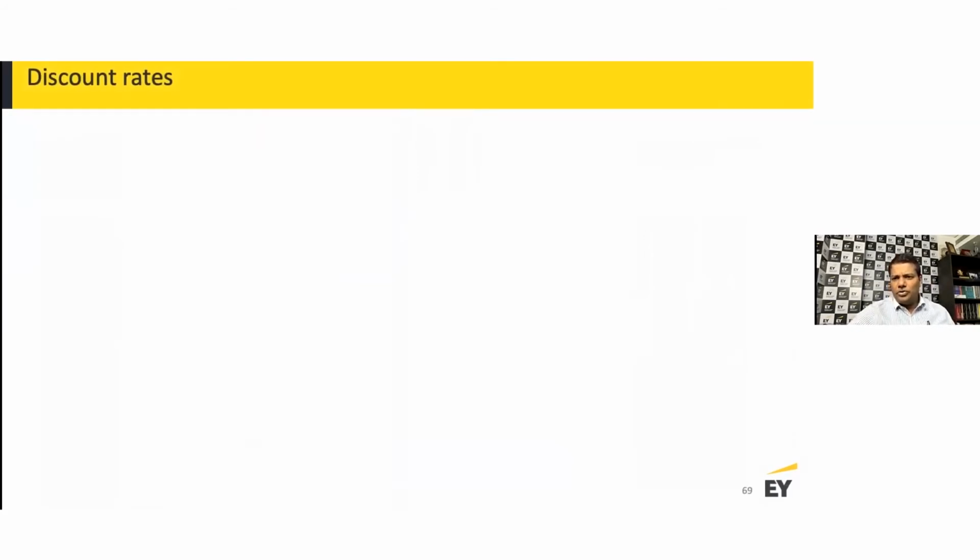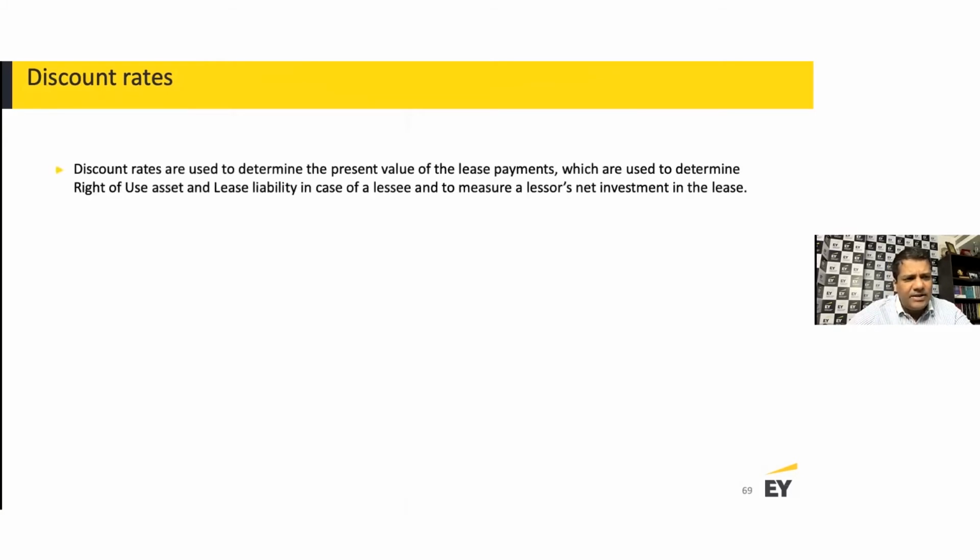Moving forward to talk about the discount rate. So what is the discount rate which you need to use for the purpose of determining your right of use asset as well as the obligation, and that discount rate is common. You don't need to use a different discount rate for asset and liability. You use the same discount rate, okay? Same discount rate for the asset and the liability.